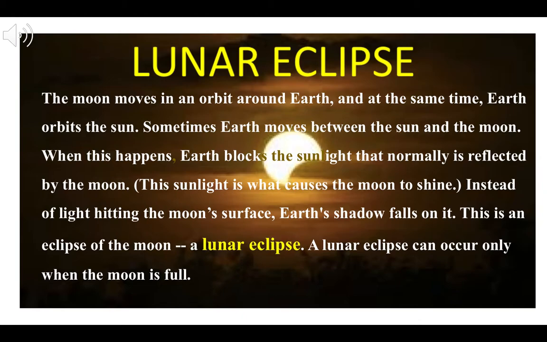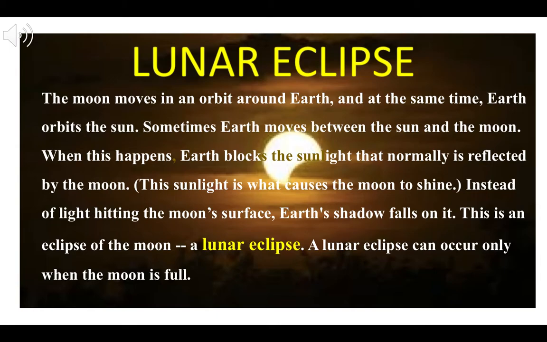First of all, I will explain what is a lunar eclipse. The moon moves in an orbit around Earth, and at the same time, Earth orbits the sun. Sometimes Earth moves between the sun and the moon. When this happens, Earth blocks the sunlight that normally is reflected by the moon. This sunlight is what causes the moon to shine. Instead of light hitting the moon's surface, Earth's shadow falls on it. This is an eclipse of the moon.